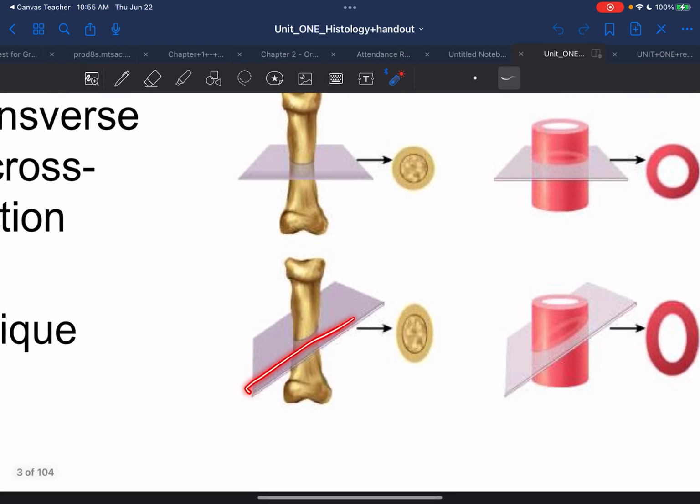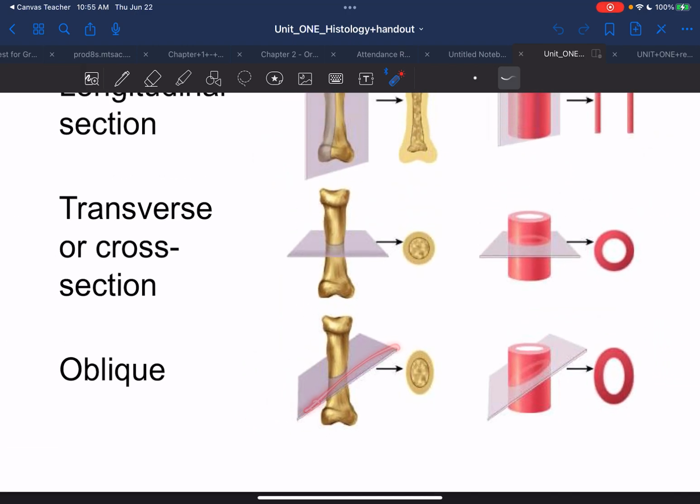And then oblique, again, I said that we're not really going to see this one often, and even today we're not really going to see it often. But otherwise, oblique is going to be at an angle, so you can see that it narrows it because it sliced it at an angle as opposed to a perfect x-axis.